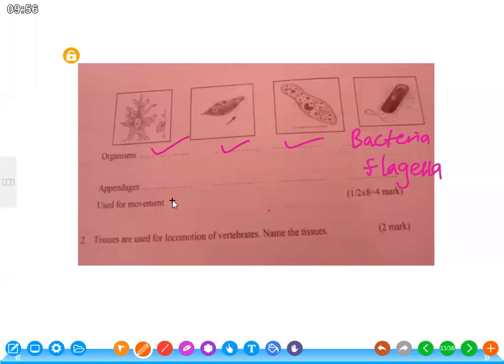Then, which tissues are used for locomotion of vertebrates? Name the tissues. In vertebrates, bones and muscles.